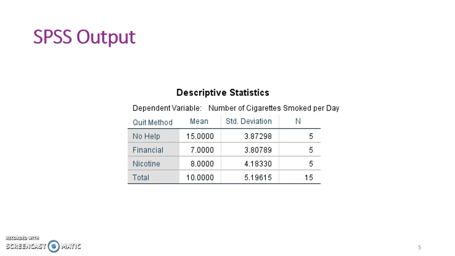Okay. The second column is giving the means. Again, we just looked at the box plots, but looking at the numerical means as well, we see that the mean number of cigarettes smoked per day for the no help group is a lot higher than the financial or the nicotine groups. We've also got the standard deviations and the sample sizes per group and the total sample size, 15 participants.